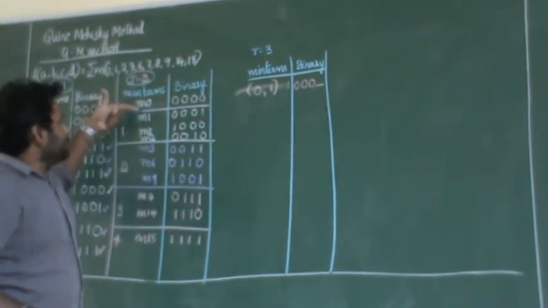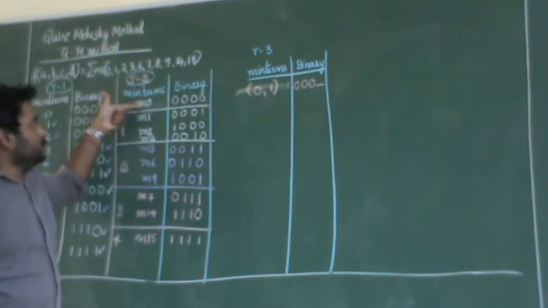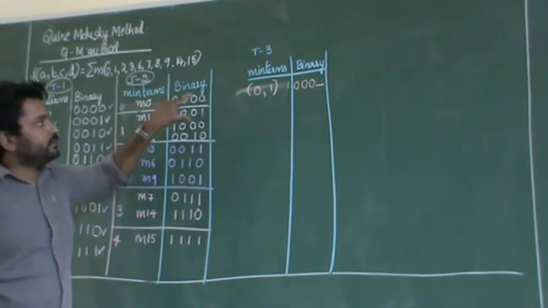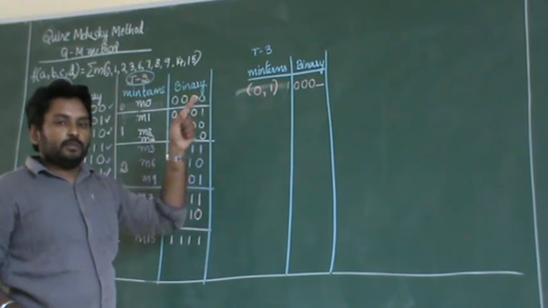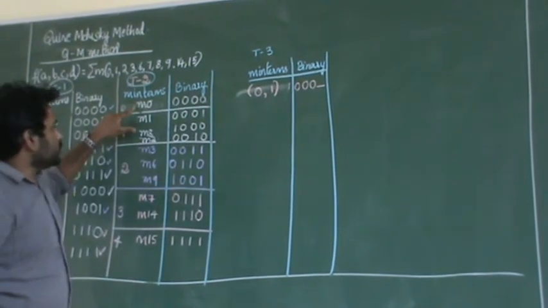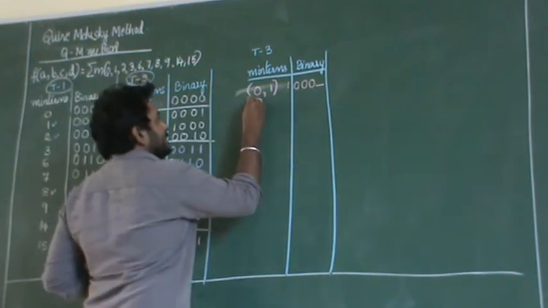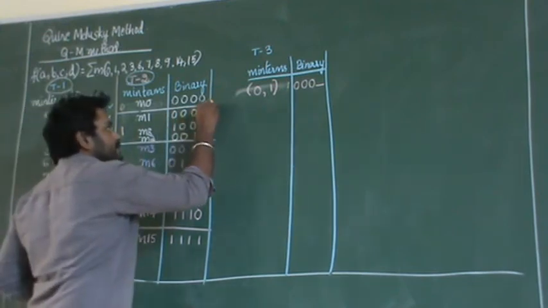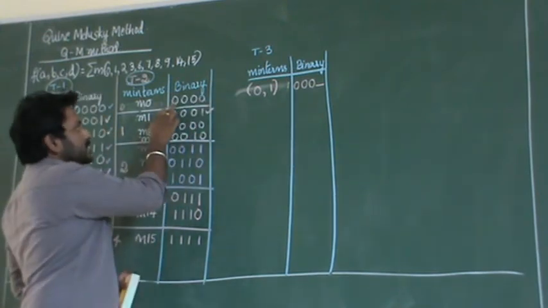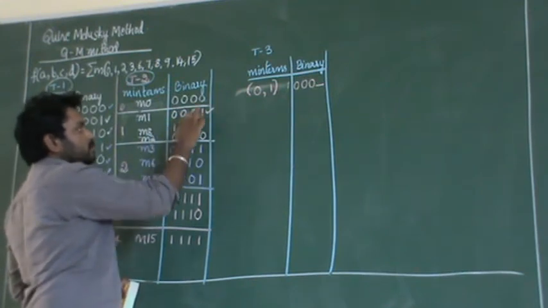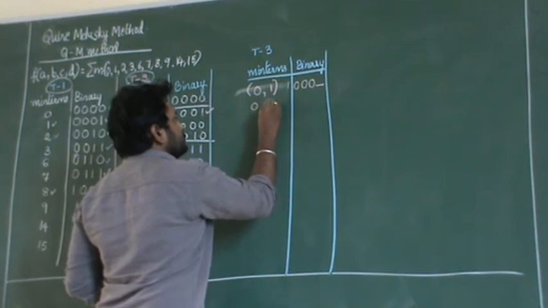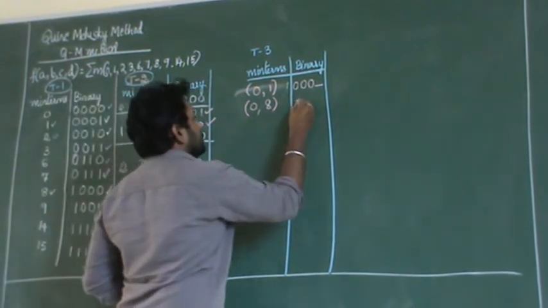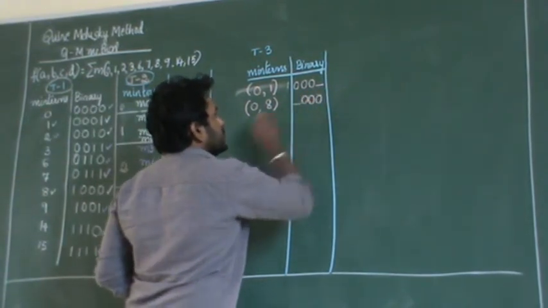Now I will compare 0 with 8. How many bits are getting changed? Only a single bit is getting changed, so I can include it in table 3. If 2 bits are getting changed, it means I cannot include it. So 0 and 8 I can include. Since these are getting mapped, you have to put a tick mark. Very, very important. Next, 0 is getting changed to 1, and the others stay the same. So 0, 8 is also able to be grouped, that is nothing but dash, 0, 0, 0.